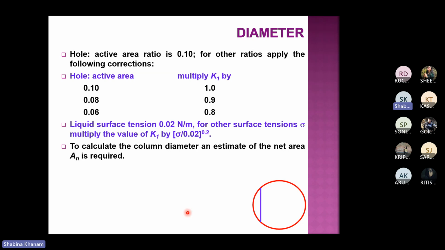But my point is, when vapor is coming from the bottom, it covers the whole plate area and then finds its way through the holes to move upward. I hope you are getting my point. So we need to calculate the column diameter based on net area, and net area is this area, right? So how will we calculate the net area? Because that net area is again dependent on the column diameter, or column area.